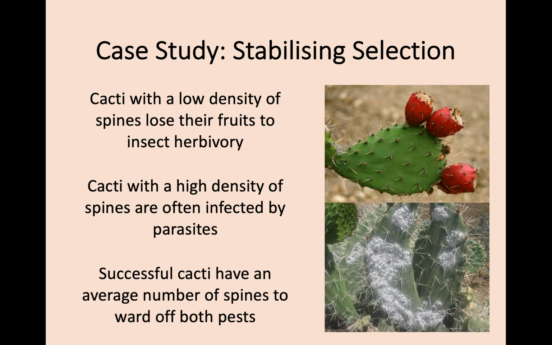So being at one extreme or the other extreme of the range, with low density or high density, is bad. It's not advantageous for you at all. Being in that average is where you're going to survive and you're going to pass on your genes to the next generation. So that would be an example of stabilising selection.